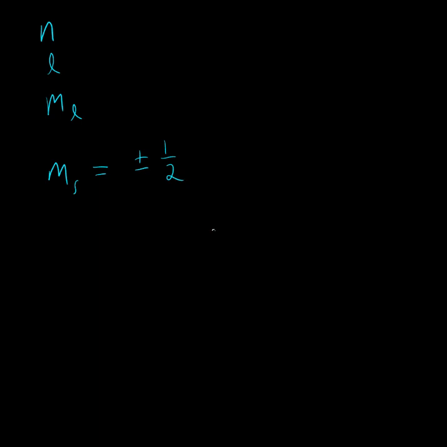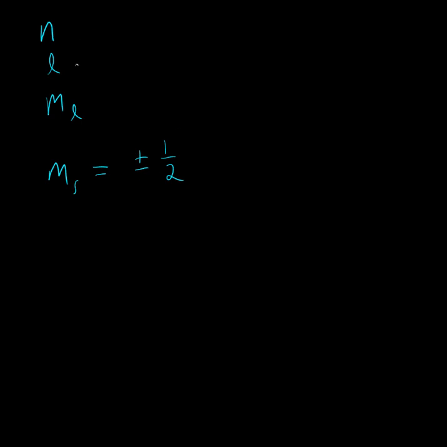And basically what this does is, inside of every orbital, so inside of every m sub L, we can fit 2 electrons. So inside of p sub x, we can fit 2 electrons. Inside of p sub y, we can fit 2 electrons. Inside of every one of our orbitals, we can fit 2 electrons. And this m sub s being plus or minus 1/2 is really our way of showing that.